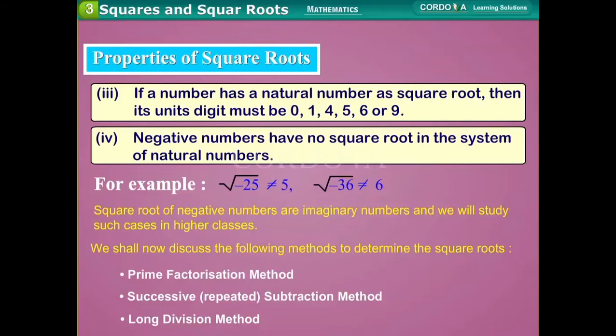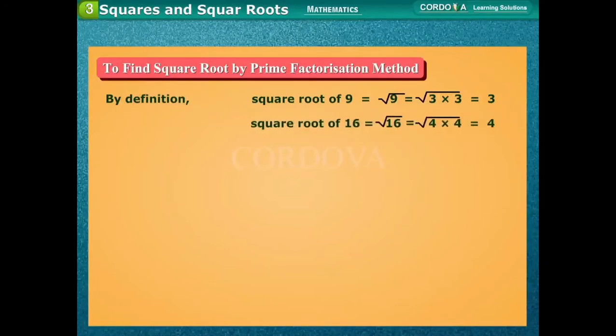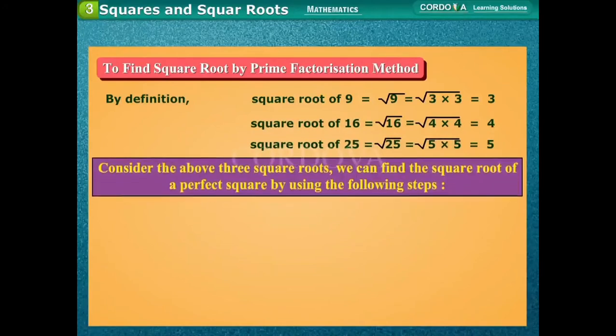We shall now discuss the following methods to determine the square roots: prime factorization method, successive repeated subtraction method, and long division method. To find the square root by the prime factorization method, by definition, the square root of 9 is equal to the square root of 3 into 3, which is equal to 3. The square root of 16 is equal to the square root of 4 into 4, which is equal to 4. The square root of 25 is equal to the square root of 5 into 5, which is equal to 5.